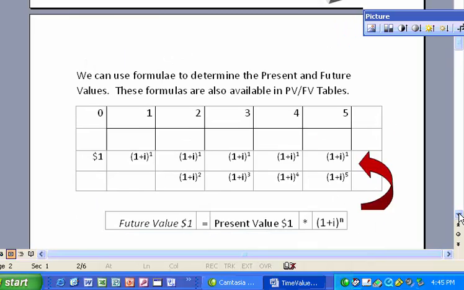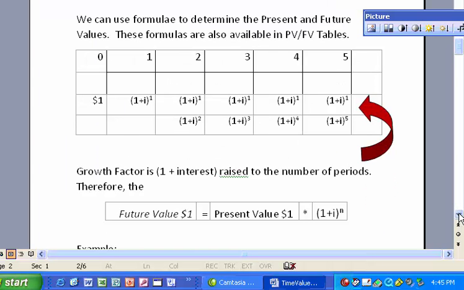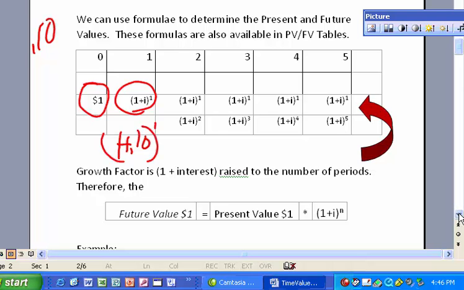One of the first things to look at is how they come up with these formulas so you can make those calculations. If we use the timeline and say at time 0 we're going to deposit $1, then the formula to show the growth would be 1 plus i to the first power. If we use a 10% interest rate, this would be 1 plus 0.10 raised to the first power. That would be the growth times the previous amount.